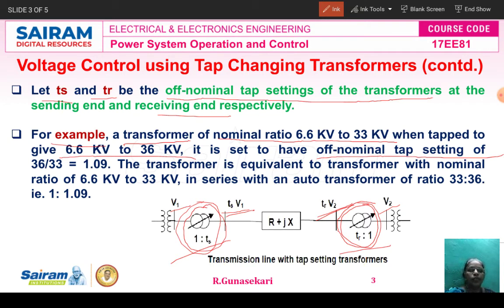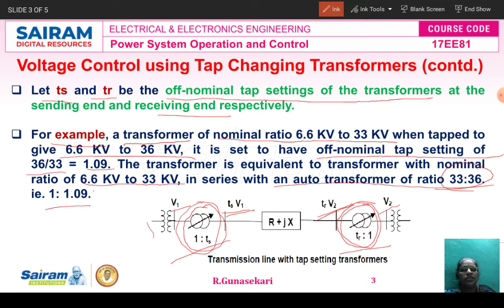Okay, off nominal tap setting, that means TR at TS, that is 36 divided by 33, that is equal to 1.09. That means the transformer is equivalent to the transformer with the nominal ratio 6.6 kV to 33 kV in series with the auto transformer. That auto transformer ratio is only 33 to 36. So therefore 1 is to 1.09 only.